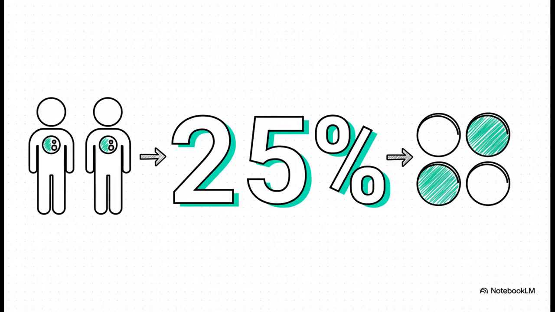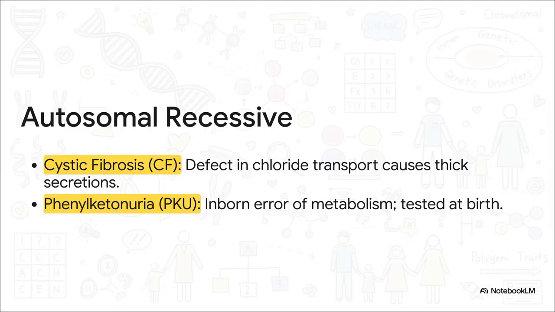See the difference? If both parents are carriers, there's a 1 in 4, or 25% chance, that their child will get both bad copies and actually have the disease. There's also a 50% chance of having a child who's a carrier, just like them. Okay, 2 high-yield examples for you here.